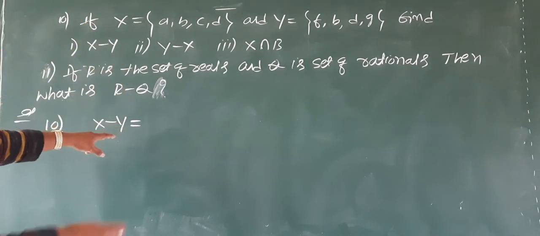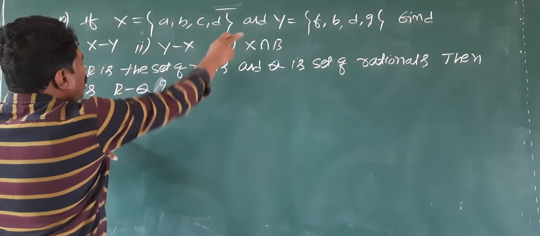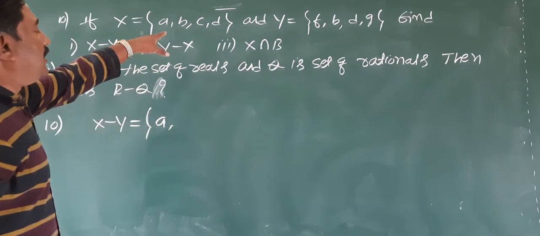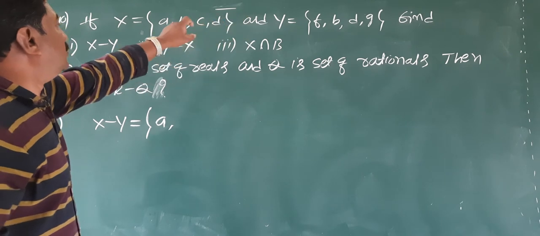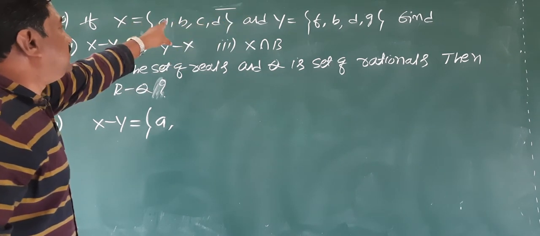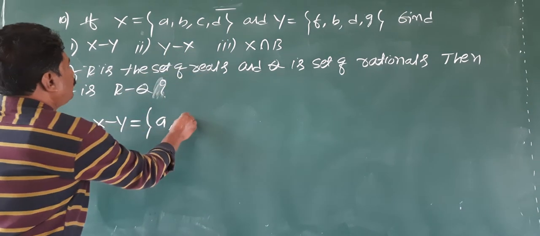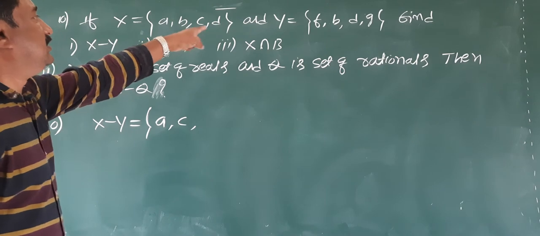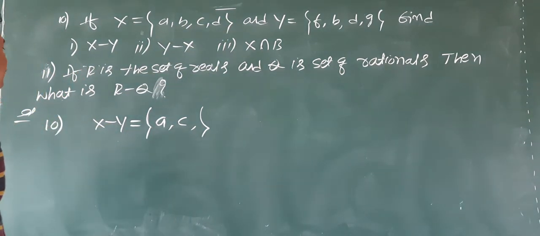Let us go forward. A is in X. Is it in Y? No. You collect it for X minus Y. B is in X. It is there in Y also. C is in X. It is not there in Y. You collect that. D is in X. It is not there in Y. This is X minus Y.